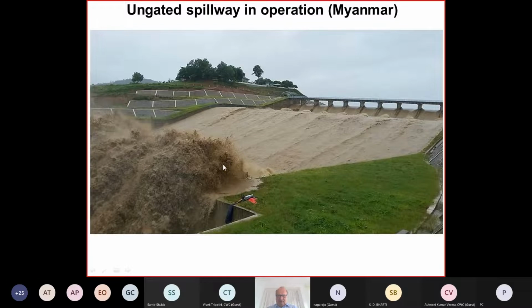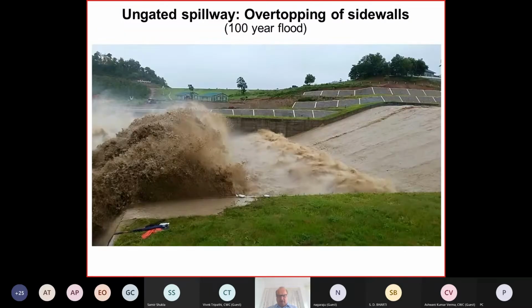here water is splashing up quite a lot, and I think it is not really the maximum flood. So probably in the design, people have underestimated the sidewalls. As we can see, the height of this sidewall is not enough. This is another picture, and of course, these sidewalls could create some safety problems as well.